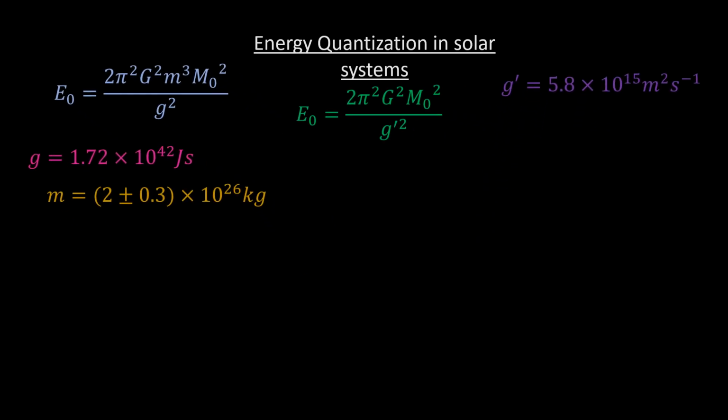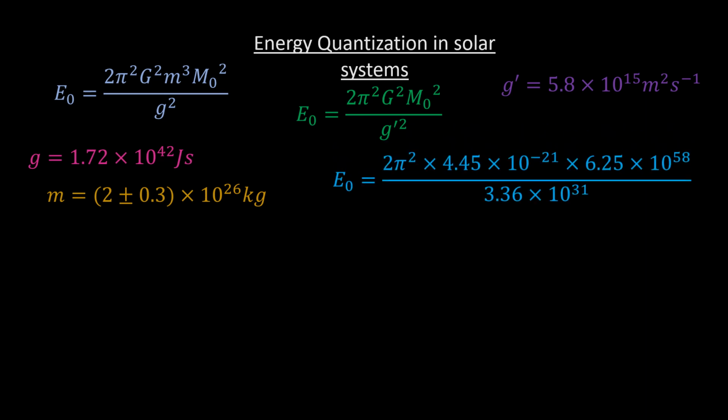Subbing in the numerical values of the constants of the green equation, we have 2 pi squared times 4.45 exponential minus 21, which is the square of the universal gravitational constant G, times 6.25 exponential 58, the square of the fundamental mass of a star, which we derived in the first video of the series, divided by the square of G prime, which is 3.36 exponential 31. This gives us 1.63 exponential 8 joules for the fundamental energy.